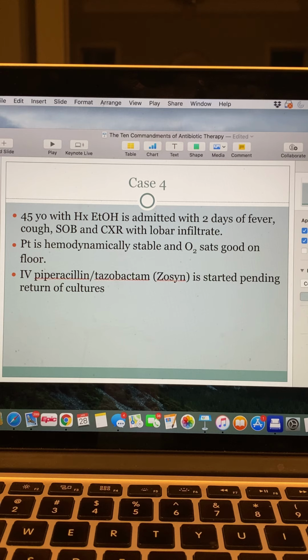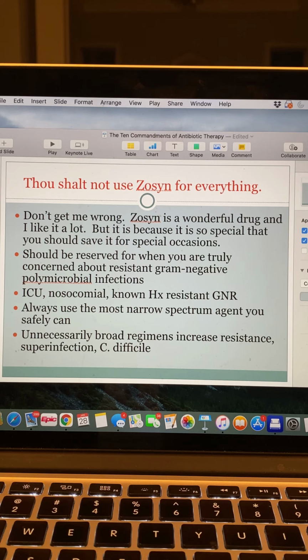So Zosyn is started for pneumonia. So remember, don't use Zosyn for everything. Zosyn is a wonderful drug. It's a very broad spectrum antibiotic. The rule of antibiotic use is you want to use the most narrow antibiotic whenever possible. It should be reserved for resistant gram-negative organisms, and same goes for meropenem and all the other broad-spectrum antibiotics.